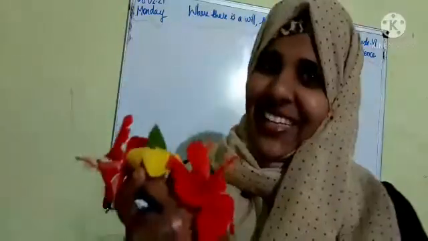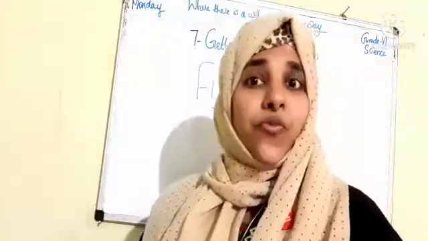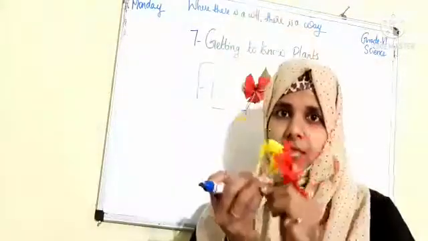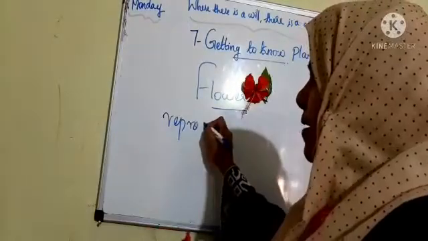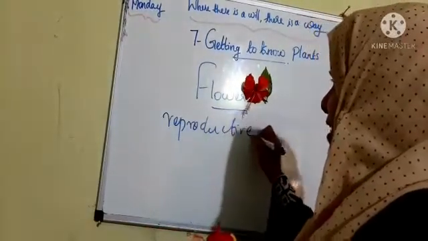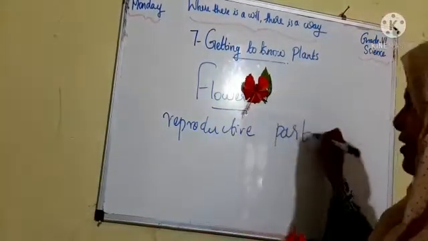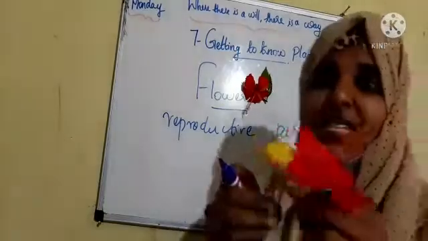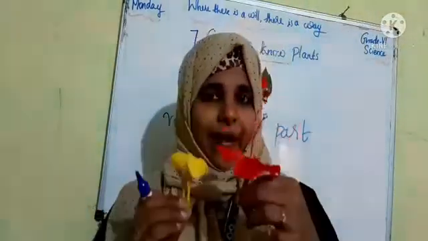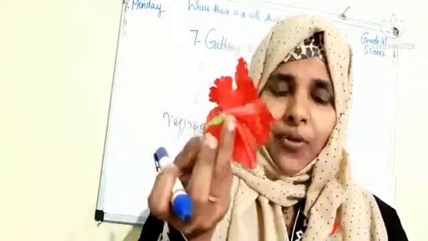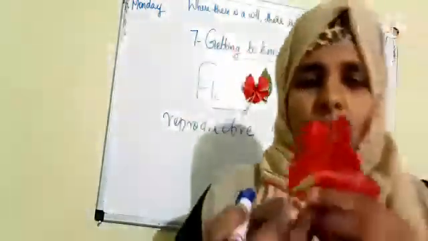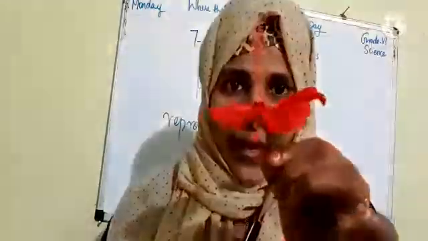So dear students, first we can check about flowers. Flowers are the reproductive part of a plant. This is the main reproductive part of a plant. And we can check what the different parts of flowers are also. Okay, so we can check one by one.